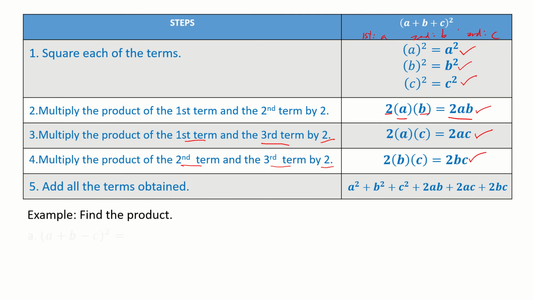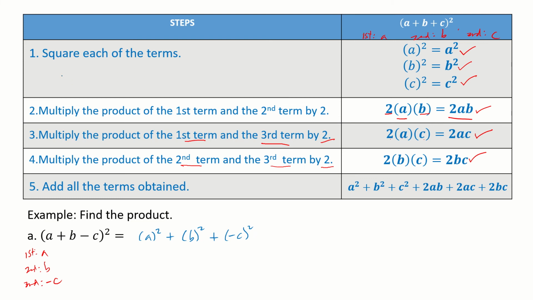So let's try to find the product of this given. The square of A plus B minus C. So just follow the steps. First of all, our first term in here is A. Second term is B. Third term is a negative C. First step is to get the square of each term. So, in other words, that would mean A squared plus B squared plus negative C squared.